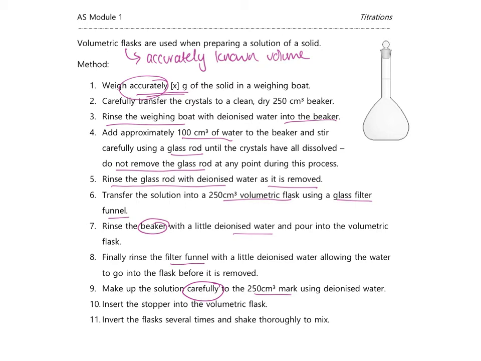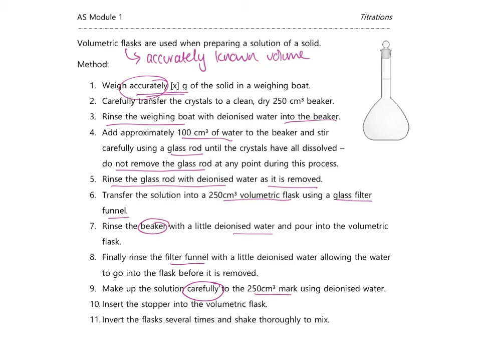Again, that's got to be done so carefully, because if you overshoot, if you go a little bit over, you have to actually start again, because you can't just remove a little bit to get it back down on the mark, because that little bit that you remove will contain a little bit of your dissolved salt. So you cannot do that. So you've got to make it up, adding dropwise towards the end to get it right on that mark. Then you know it's exactly 250 centimetres cubed.